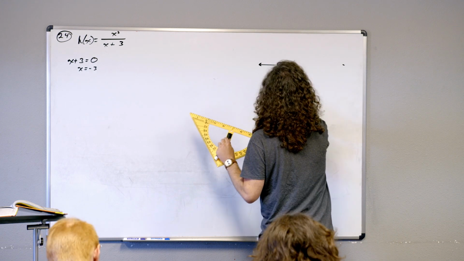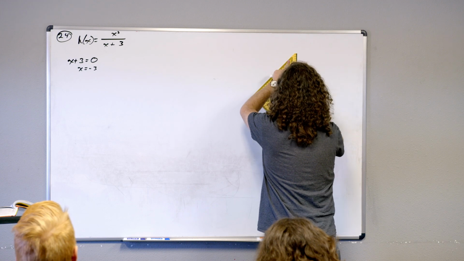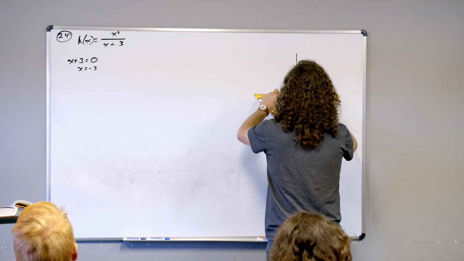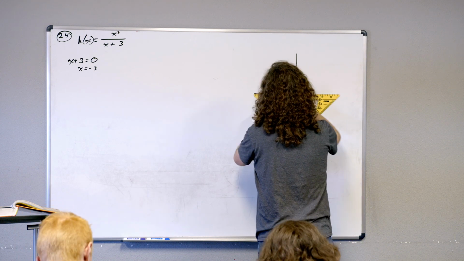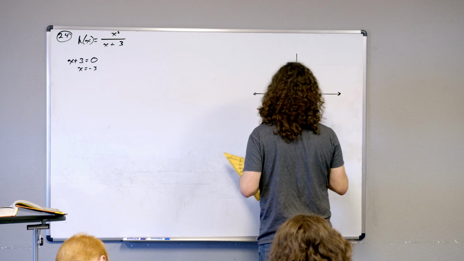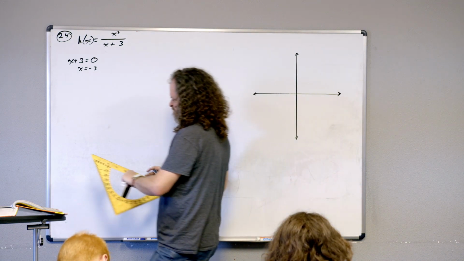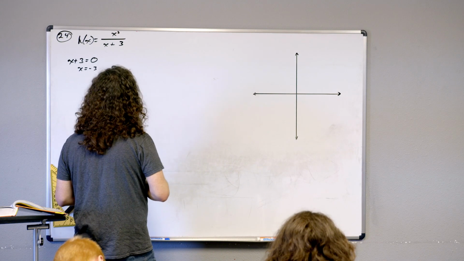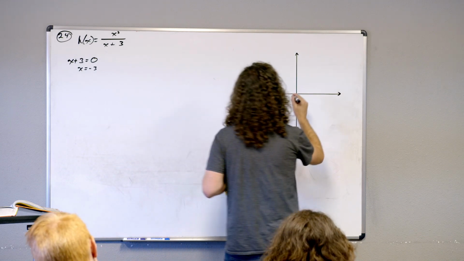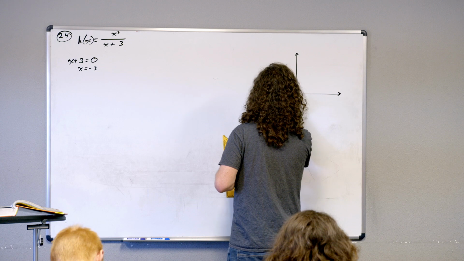I don't know why I did it that high. That is never going to work. And how do we know there is not a horizontal one? Because the degree of the numerator is greater than the degree of the denominator, by more than one. Okay. So let's dot in our vertical asymptote. 1, 2, 3.